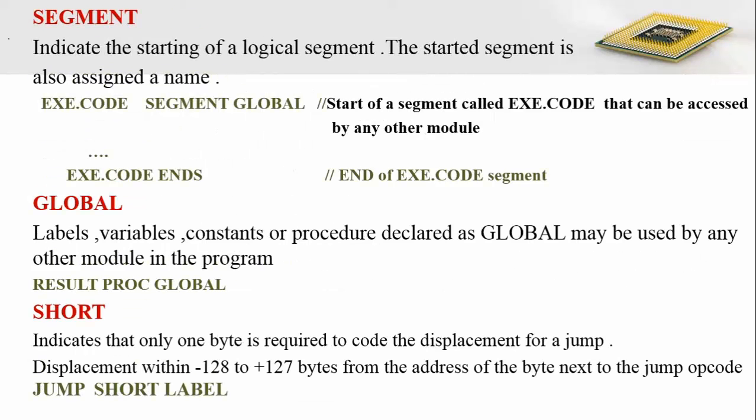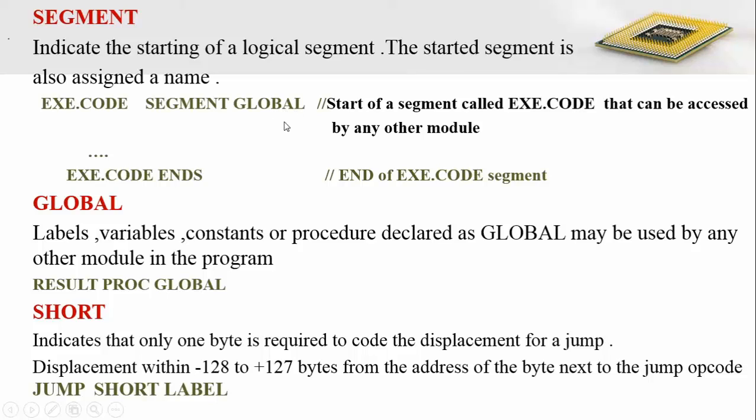Next, the SEGMENT directive. This indicates the starting of a logical segment. It gives a user-defined name to the segment, along with its type, global, and this indicates the end of that program segment. Here, exe.code is a program or logical segment; this indicates the start of the segment, and its type is global.